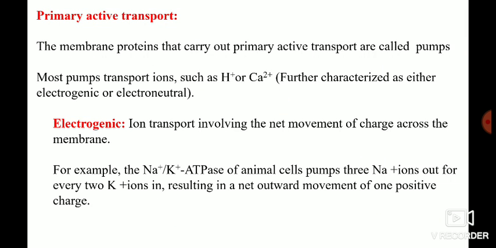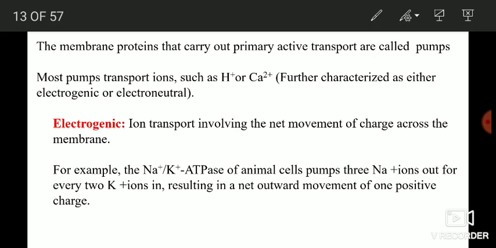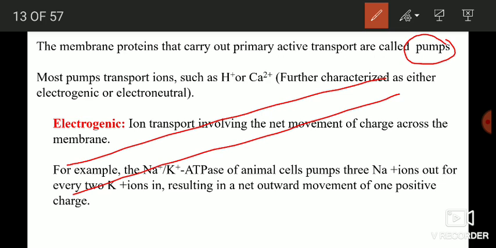Now let us focus today on primary active transport and its types. In primary active transport, the membrane proteins that carry out the transport process are known as pumps. You have to remember that those transport proteins that carry out primary active transport are known as pumps. Most of these pumps transport ions such as H positive ion or calcium dipositive ion. And further, these pumps are divided into two types. One is electrogenic ion pumps and the second one is electroneutral ion pumps.